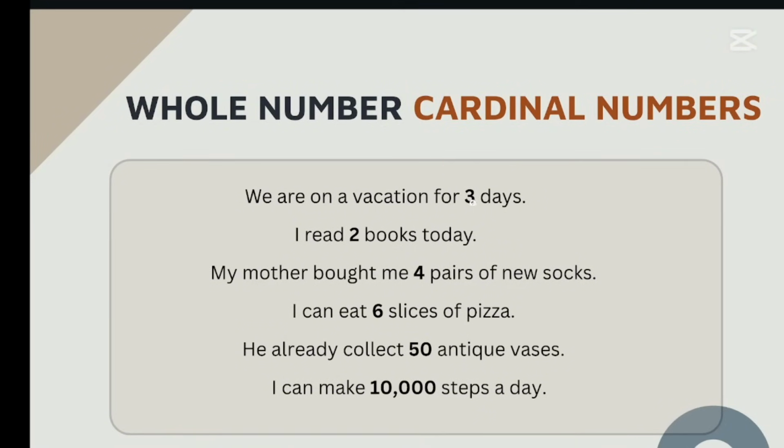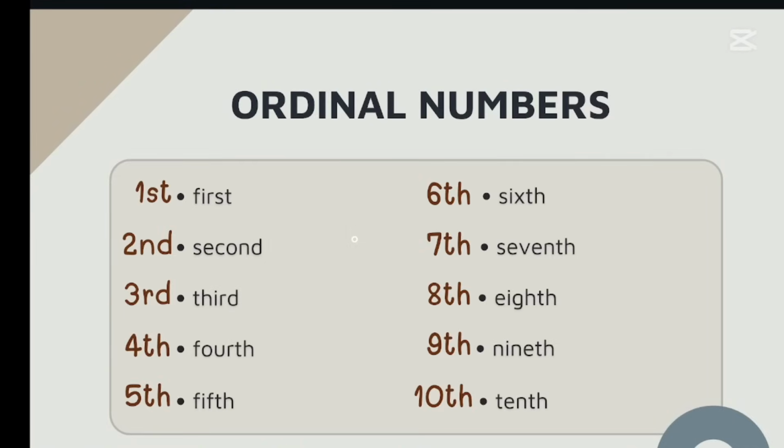So we have here 3, 2, 4, 6, 50, and 10,000. Those are what we call the cardinal numbers. If we have cardinal numbers, we also have what we call ordinal numbers.